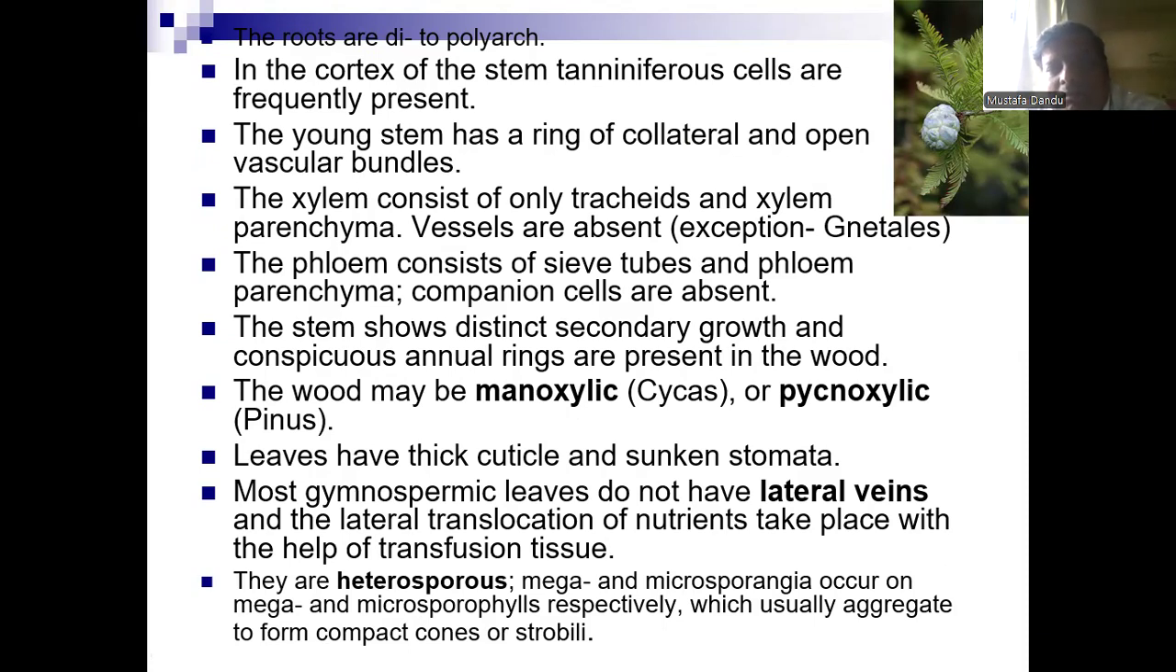The xylem consists of tracheids and xylem parenchyma. Vessels are absent, with exceptions like in Gnetales. Phloem consists of sieve cells and phloem parenchyma. Companion cells are absent. The stem shows secondary growth and conspicuous annual rings are present in the wood. The wood may be manoxylic or pycnoxylic. In Cycas it is manoxylic, and in Pinus it is pycnoxylic. Leaves have thick cuticles and sunken stomata.